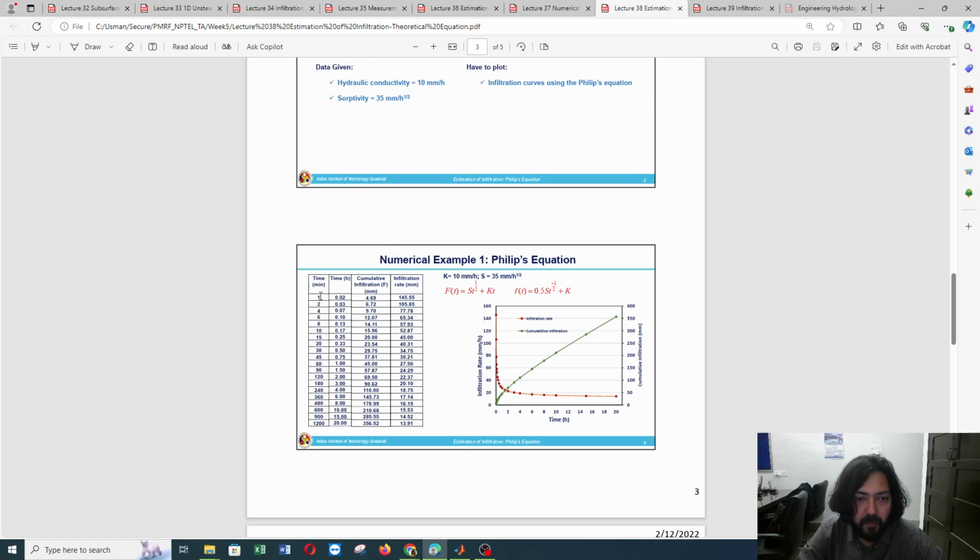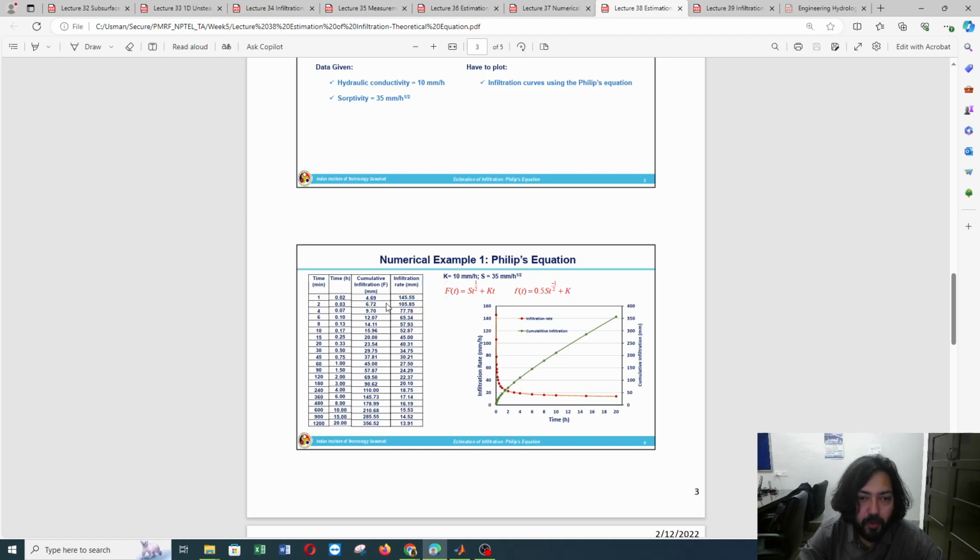So here, first we have plotted time, 1 minute, 2 minutes, and we have converted it into hours. We know the cumulative infiltration F, and we know the infiltration rate; these two terms we have calculated using these two formulas, just by keeping S and K constant and varying the time in hours. So we got the value of cumulative infiltration, and we got the value of infiltration rate.